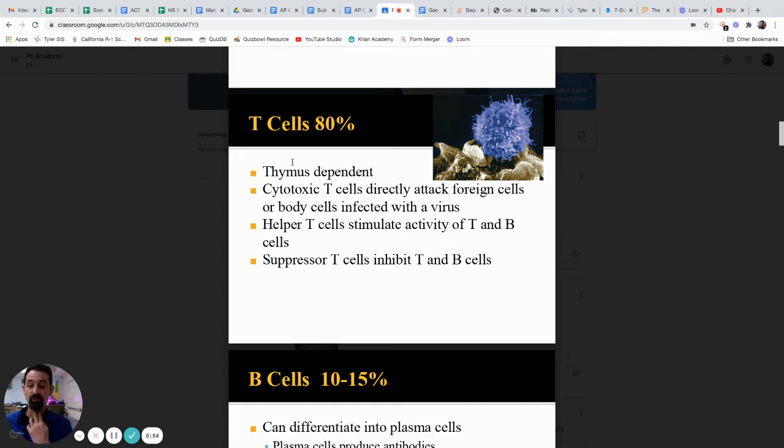Here's the thyroid, here's your sternum, and right at the top of the sternum, anterior to the heart, is your thymus. All right, so these help manufacture these cells. One of these types of cells are called cytotoxic T cells. So cyto means cell and toxic means it's bad for it. So cytotoxic T cells actually are cells that destroy cells. They directly attack foreign cells or body cells infected with the virus.